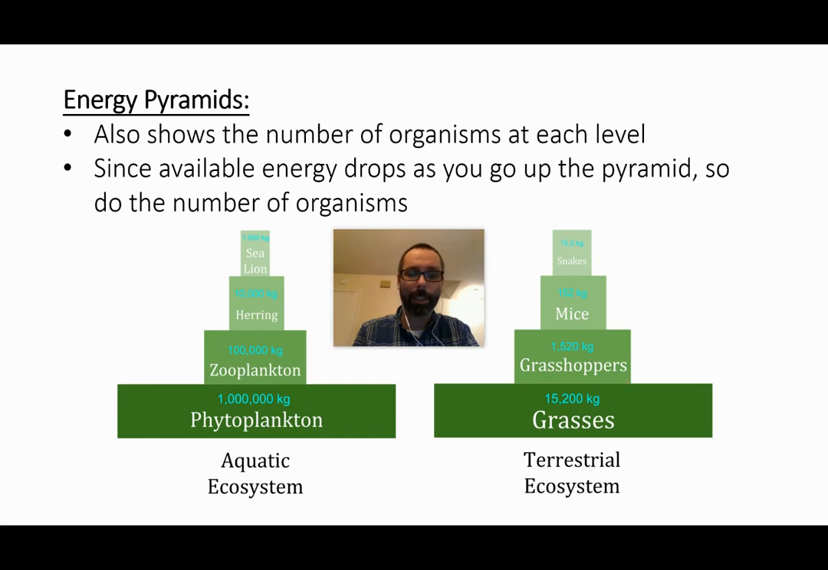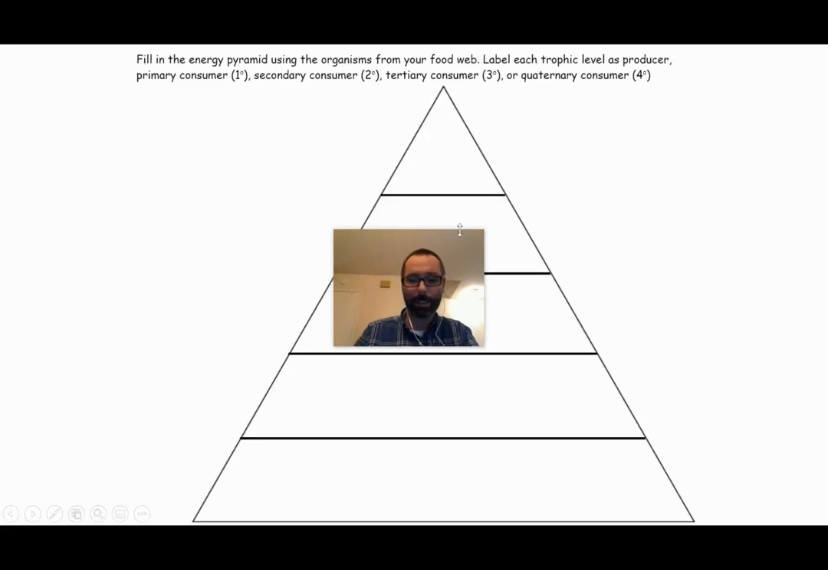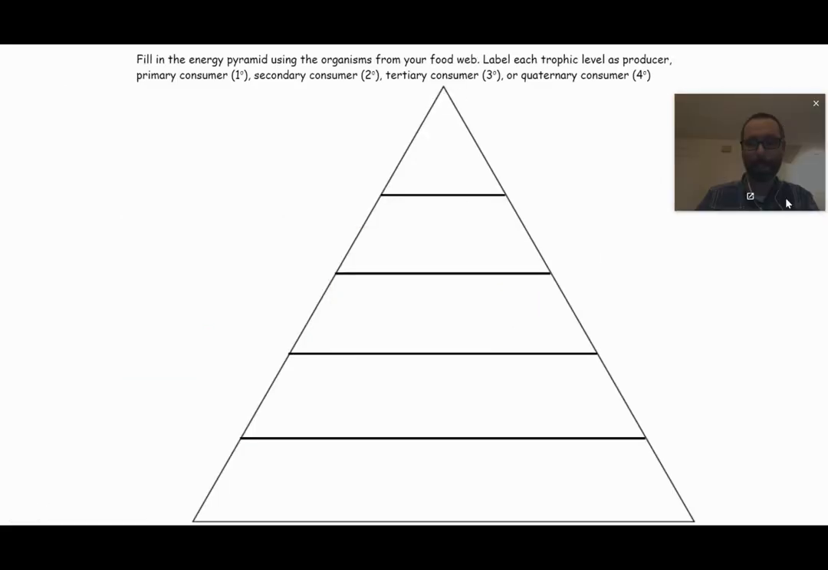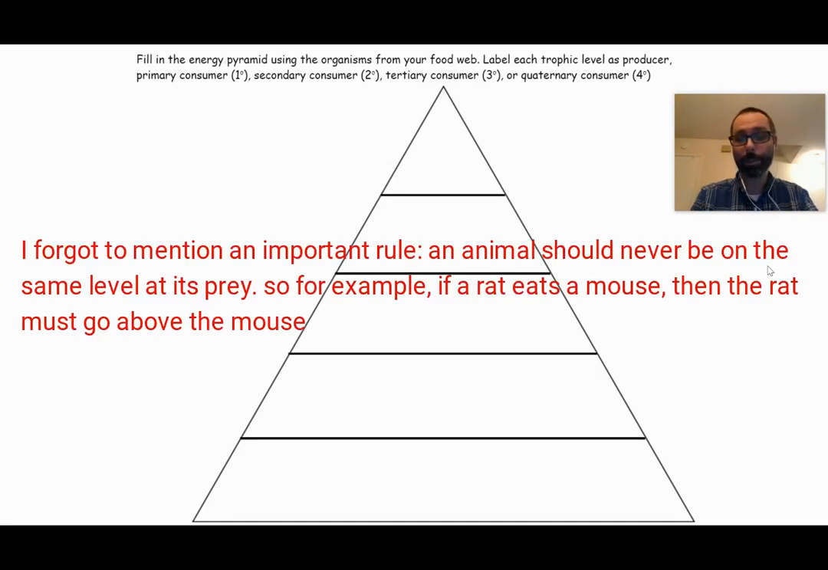So let's just go with the one here on the screen, where we have the grasses and the grasshoppers and mice and snakes, right? There are more mice than snakes out there, and there should be more grasshoppers than mice as you go through the ecosystem. And so here then is the last part of the worksheet. To practice this idea, you're going to take all those 12 organisms from the front side that you made the food web from, and then you're going to put them into the appropriate level on the energy pyramid, and then label each level as primary, secondary, tertiary, or quaternary, or producer. Right, so go ahead and do that now.